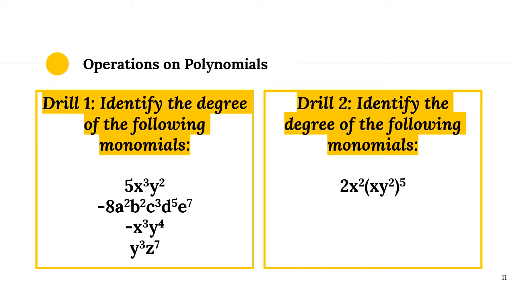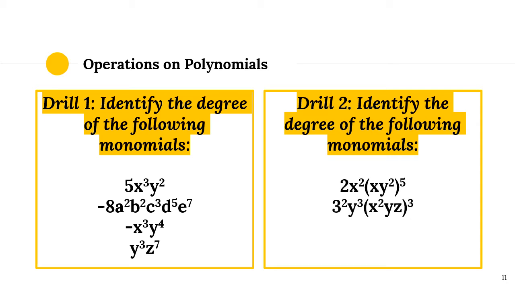So we have x times 5 is 5, y squared times 5 becomes 10. So x to the fifth, y to the 10th, that's 15 inside the parenthesis, plus 2 outside the parenthesis, the x squared. So that gives us 17. Therefore, the degree of this monomial is 17.